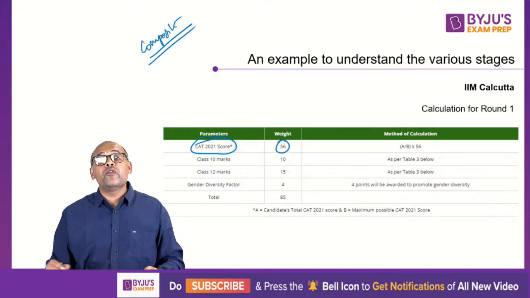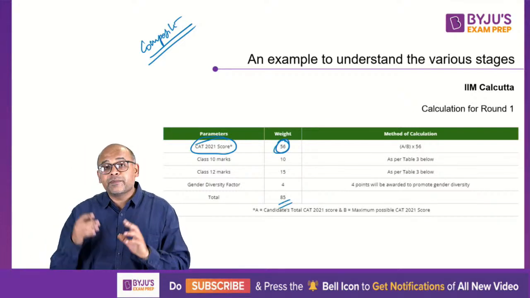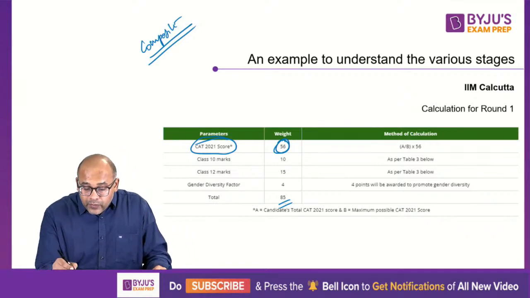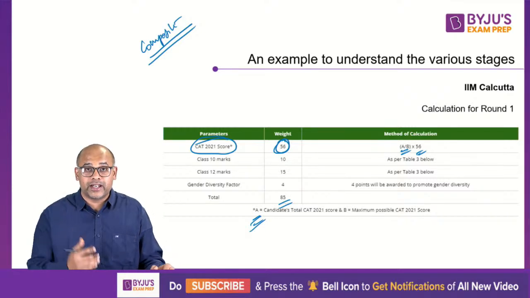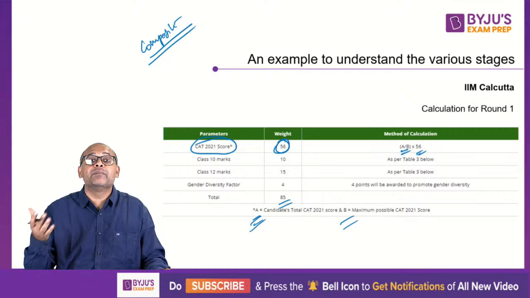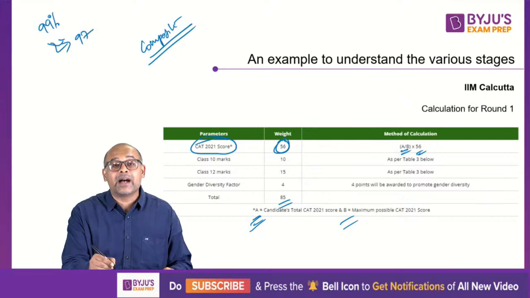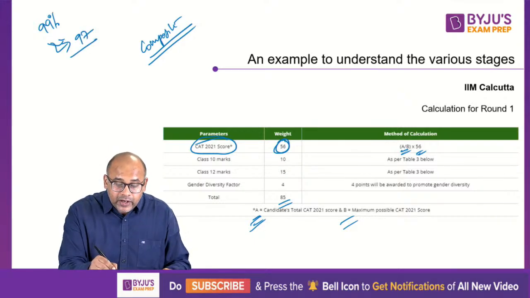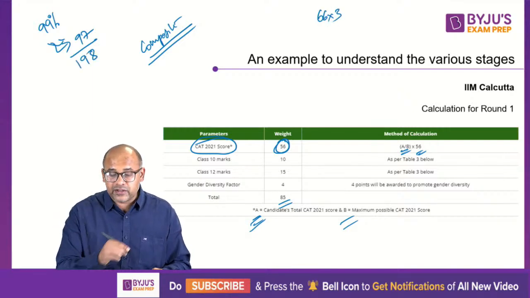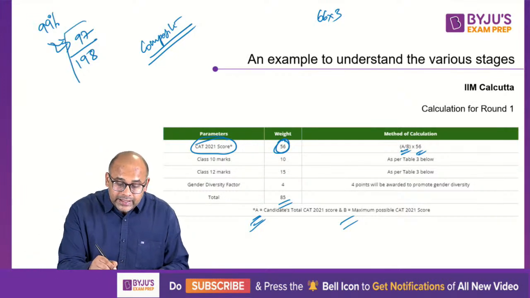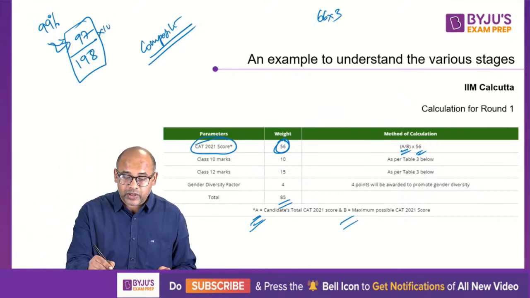The weightage is 56%, or rather it is 56 out of 85. I'll explain what it means. What they say is, whatever you score, A by B into 56, where A is the score you got in CAT and B is the maximum mark. So if you got a 99 percentile, you would have got close to 97 marks in CAT 21. So 97 out of total marks. Remember, there were 66 questions, 3 marks each. That was 198. So you got 97 by 198, into 100, because it's a percentage.